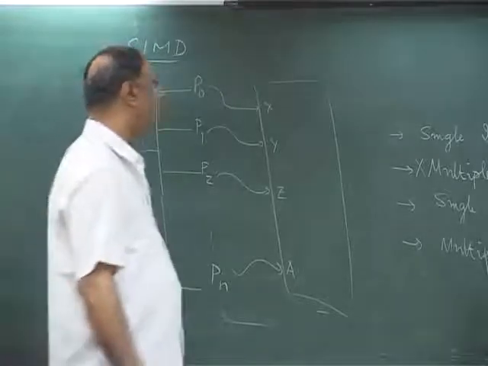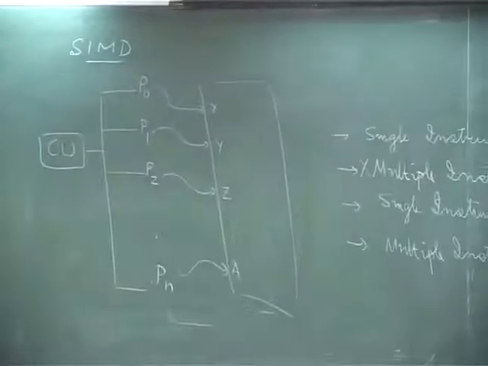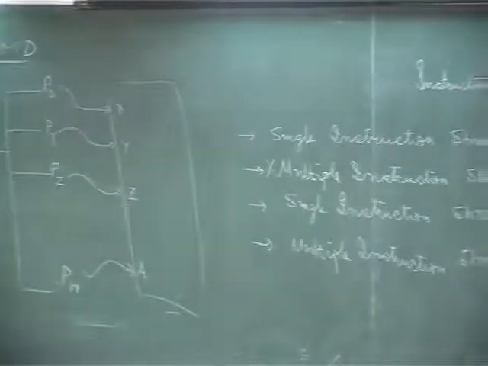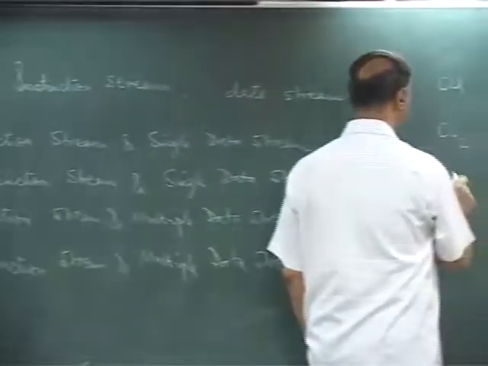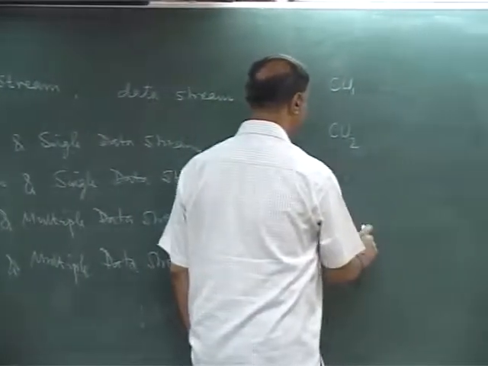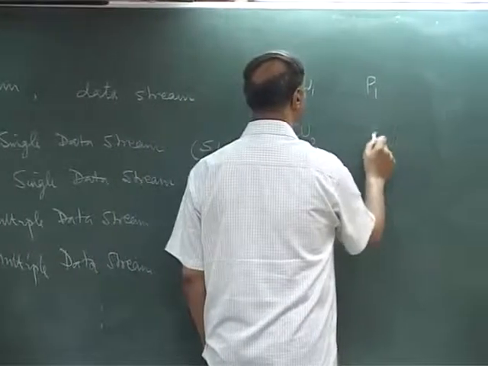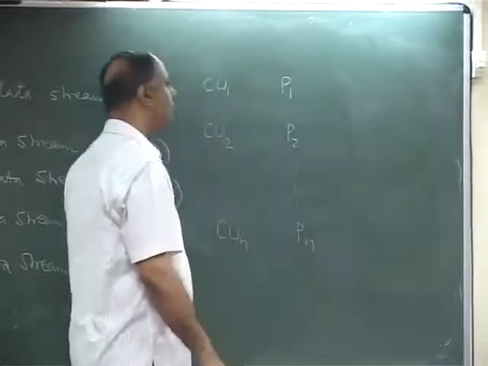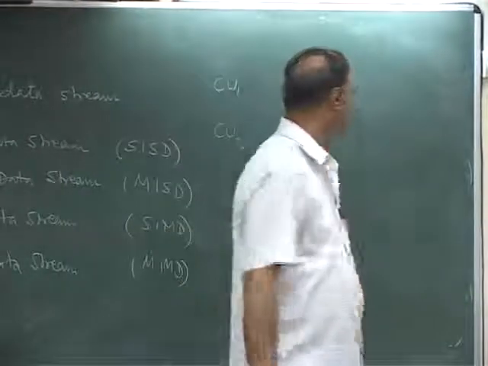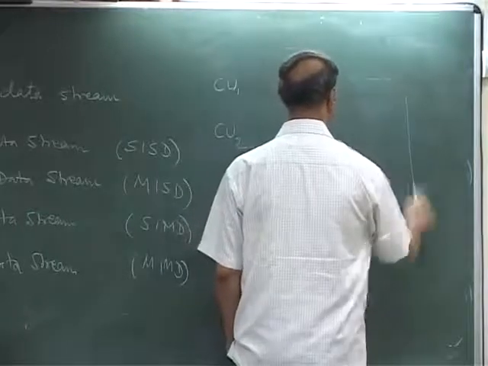And then we have the multiple instruction stream and multiple data stream. Here you have basically control unit 1, control unit 2, control unit N. You have processor P1, processor P2, processor Pn, and these processors are connected either to an interconnection network or through a common memory.